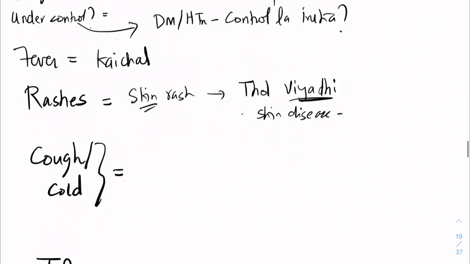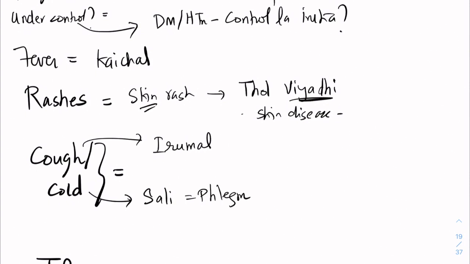Okay. A cough or cold. Cough means irumal. Cold means sneezing, means sali, S-A-L-I, sali. Sali means phlegm. Okay. So irumal, sali.